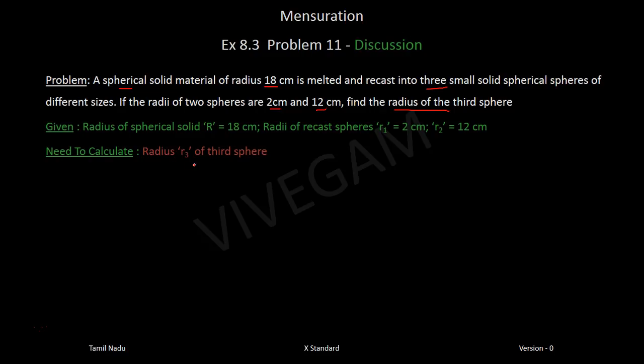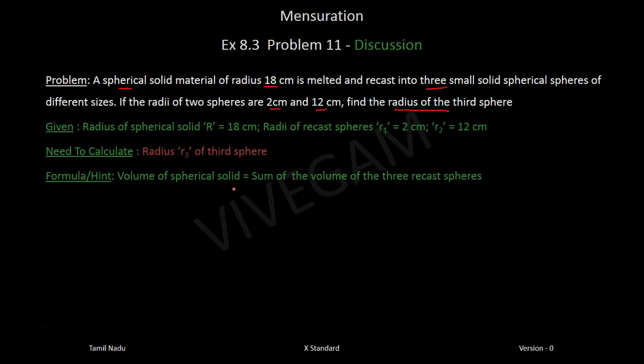Now let's think. You are melting a big sphere into three small ones. So what does it mean? The volume of the big sphere will be equal to the sum of the volumes of all the spheres. There is no way the material will be lost, so the material will be conserved. Whatever volume is there in this sphere will also be in all these three. So the volume of these three spheres will be equal to the volume of the bigger sphere. Okay, that's a key point.